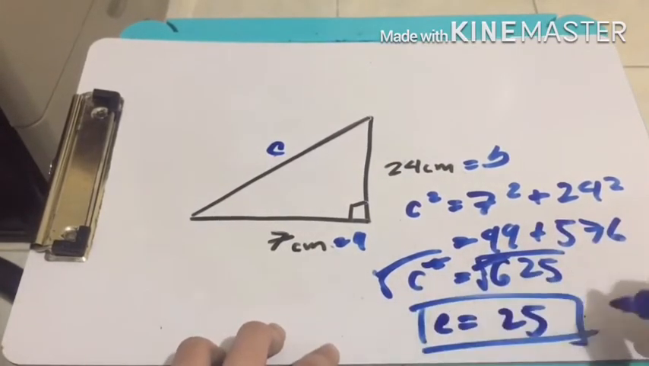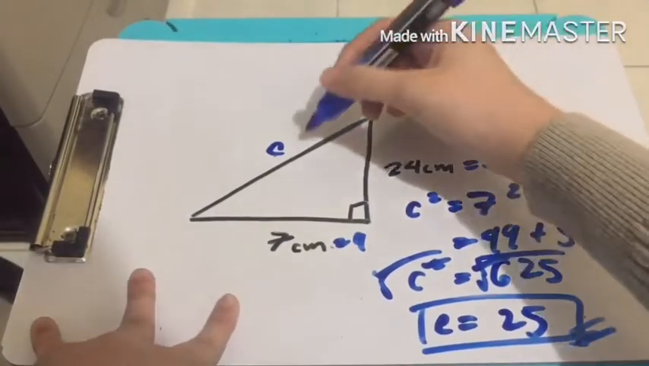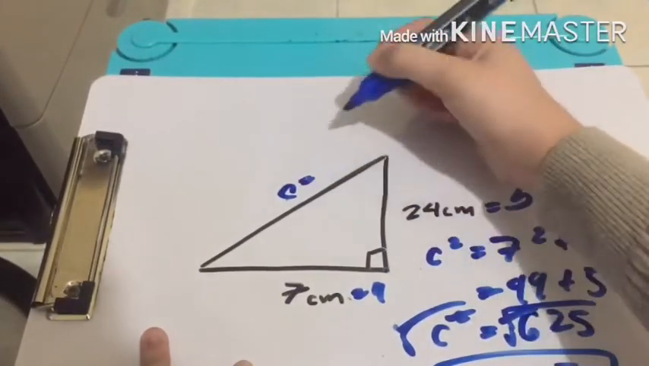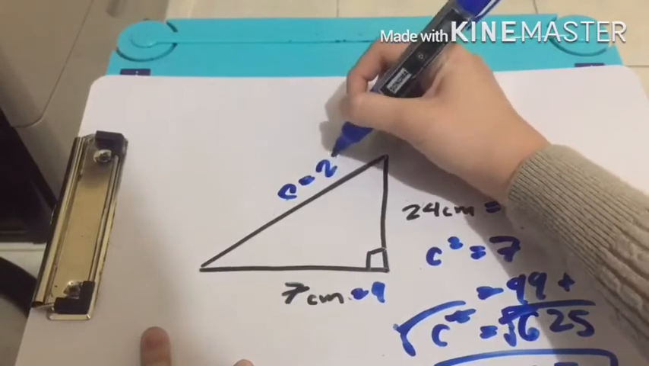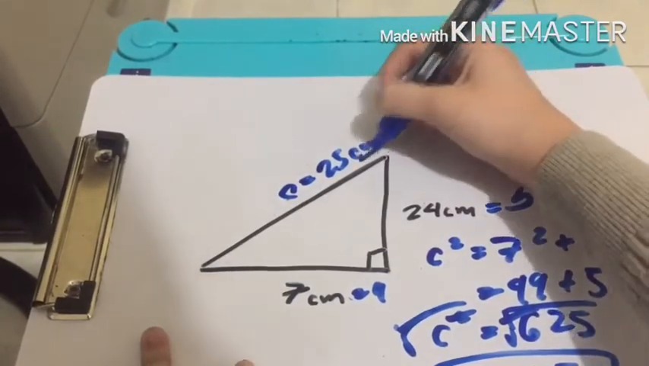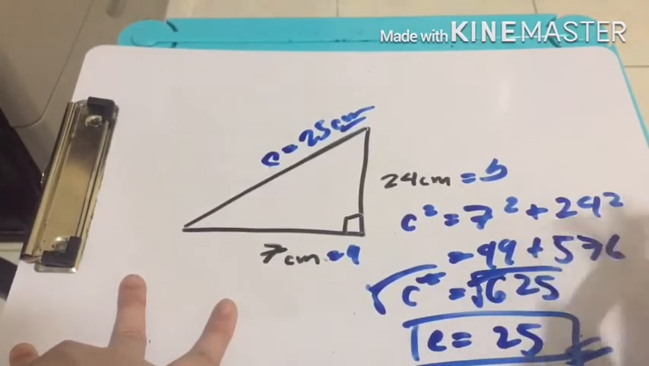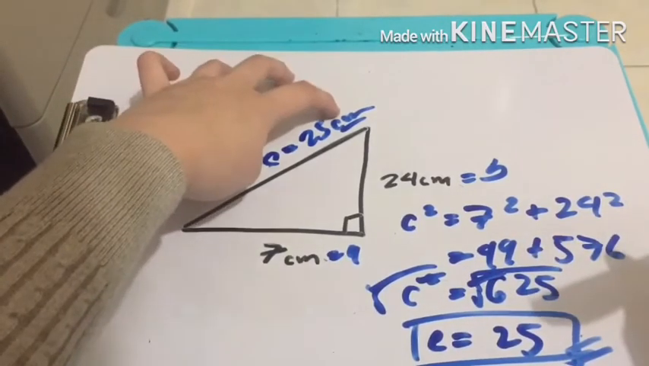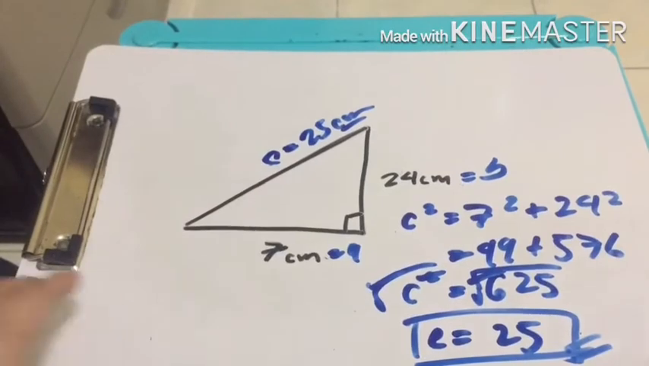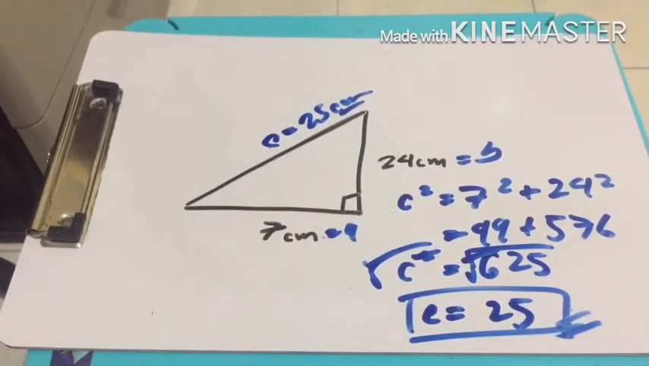So that is the value of our hypotenuse. So let's write 25 centimeters. You can't forget that, or else all of our effort here will go to waste since we don't have our centimeter here. So that's it. That is how we solve finding the hypotenuse using the Pythagorean theorem.